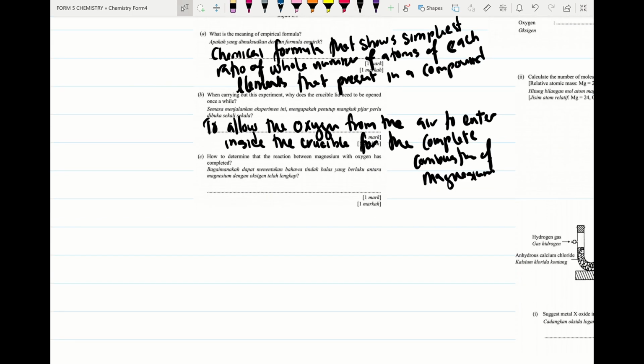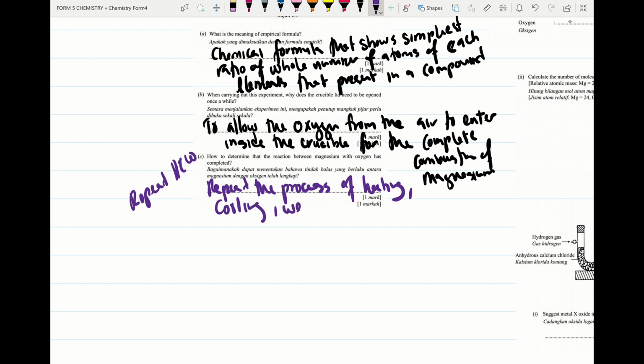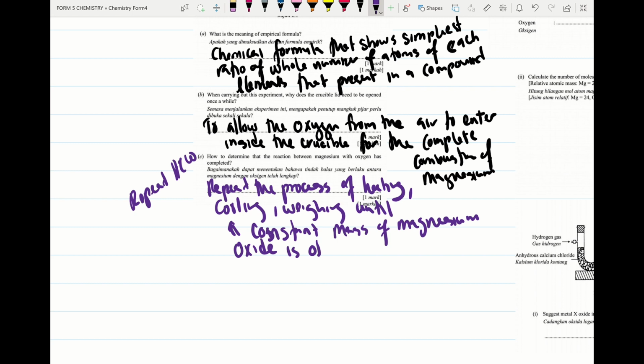How do we determine the reaction of magnesium with oxygen has been completed? So please remember, we repeat the process of HCW. So we put here, repeat the process of heating, cooling and weighing until a constant mass of magnesium oxide is obtained. Right, so this is the answer. All right, so we move on to the next question.